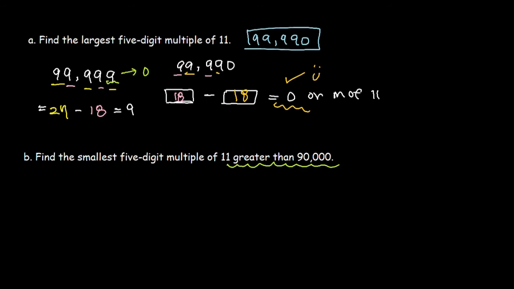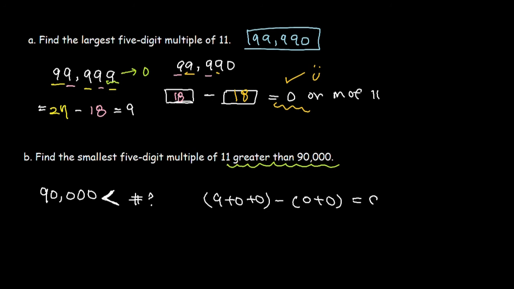So let's start here with 90,000. Well, this is the boundary, right? So our number has to be greater than 90,000. So let's first see what 90,000 is. Let's add up all the digits: 9 plus 0 plus 0 minus 0 plus 0 is going to give us 9. So this is obviously not a multiple of 11.